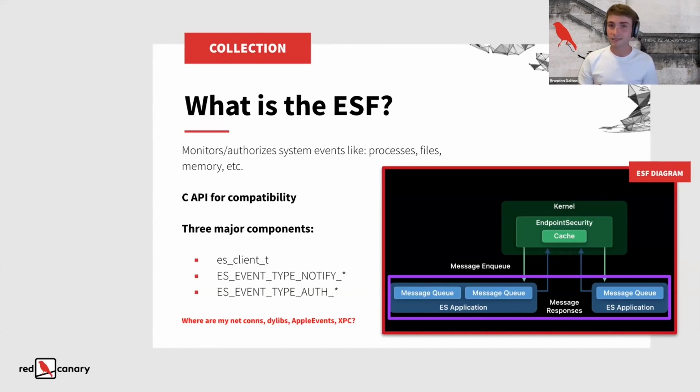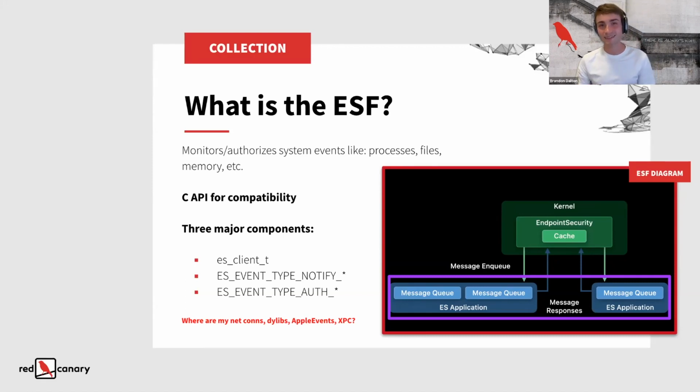But there are some downsides to ESF. It's not perfect. Apple introduced it with macOS 10 Catalina, so there are some big telemetry gaps here. Where are the netcons? Those live in the network extension component of macOS. Where are the dylibs? We just don't get those. Where are Apple events? We also don't get visibility into the Apple Event Manager. What about XPC? XPC is way too noisy. We just can't do that. So going on to step 2, where can we pull out this particular information?